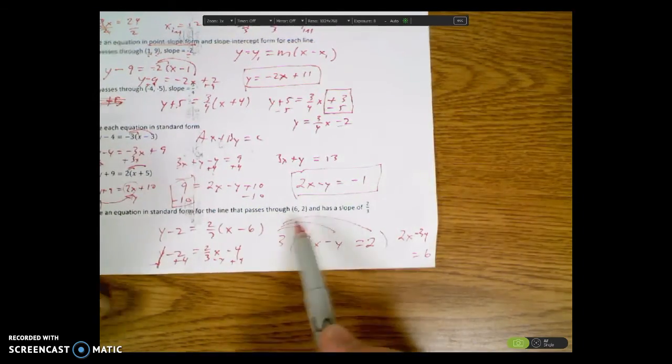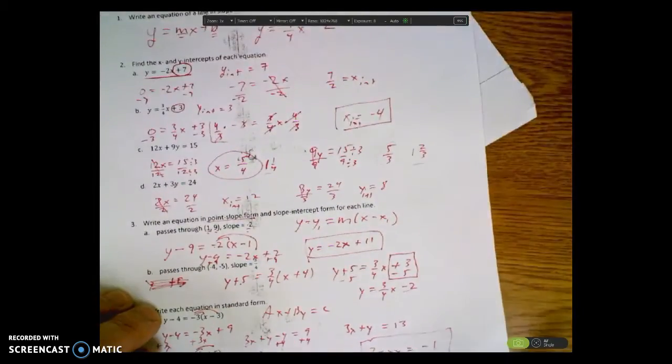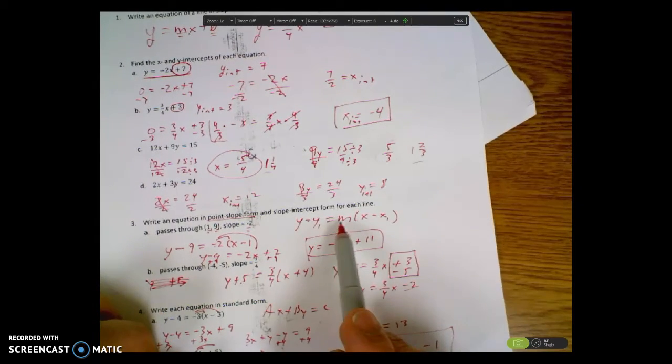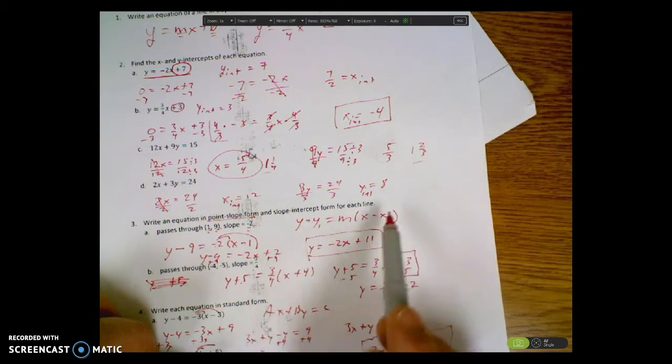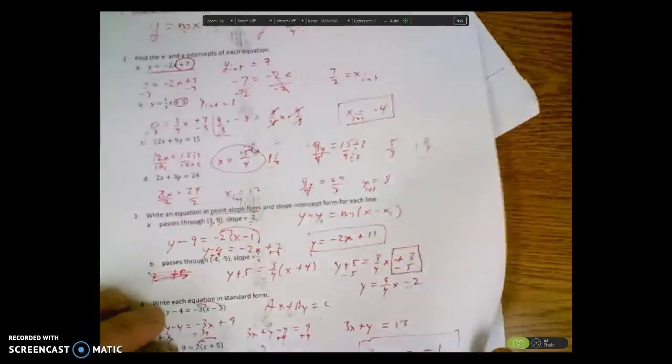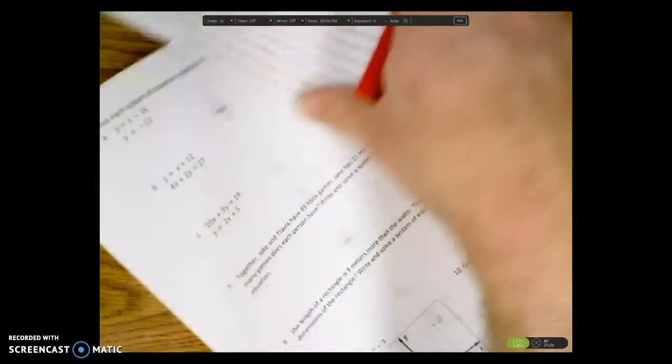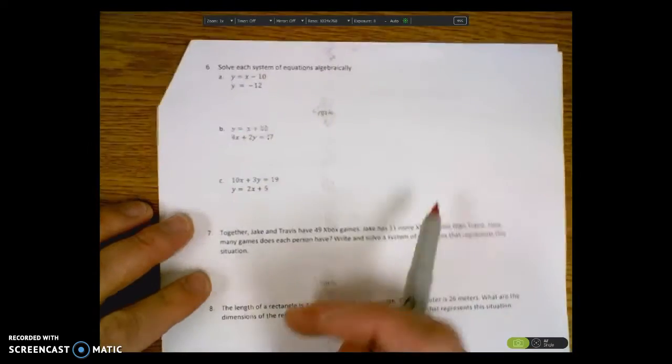So that's probably the most difficult problem we've seen on that first page so far. You have to know point slope, you have to distribute, you have to do some algebra to get the x's and the y's on the same side, and then you had to multiply by the denominator to get rid of all of the fractions. All right, solving systems.